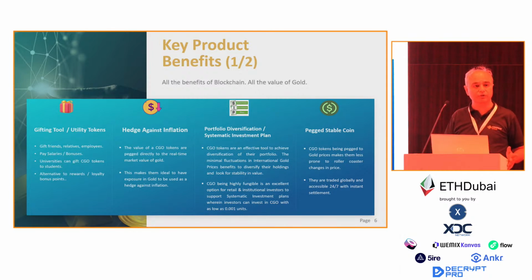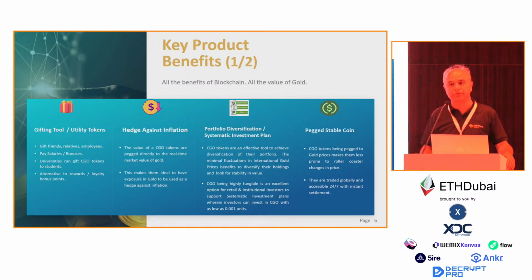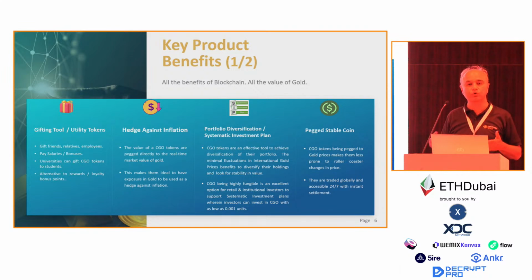Then it can be used for portfolio diversification, where you can use it to hedge your current portfolio. Because as you see in this current inflation market, the prices of other commodities are going higher and higher. It is a very much pegged stable coin because it is backed by 100% physical gold.